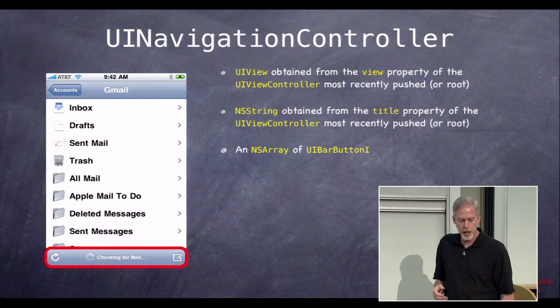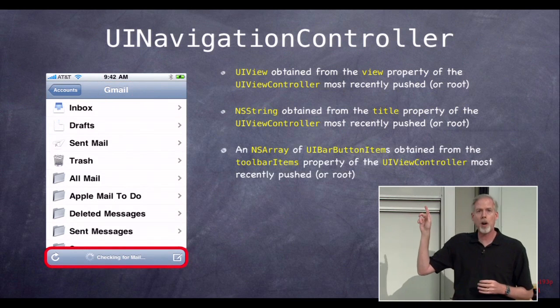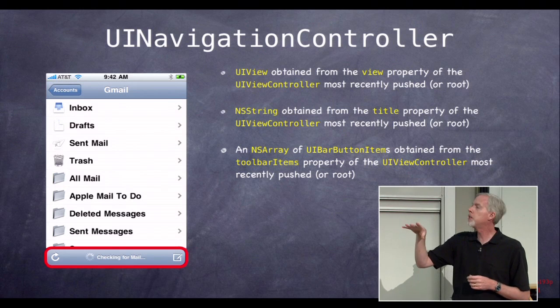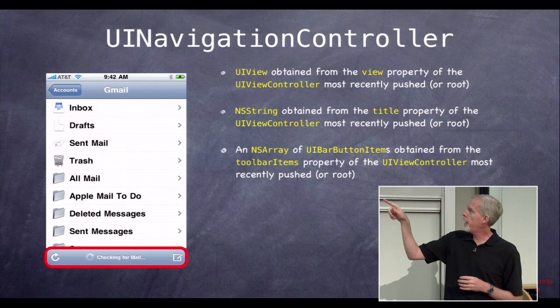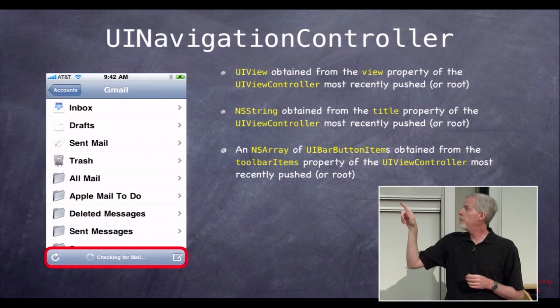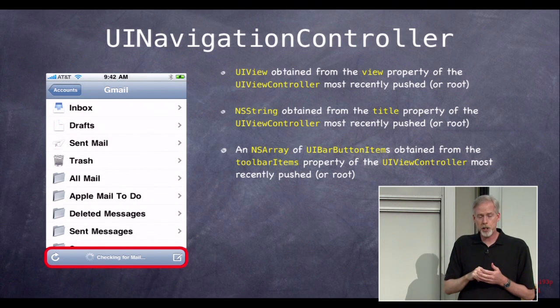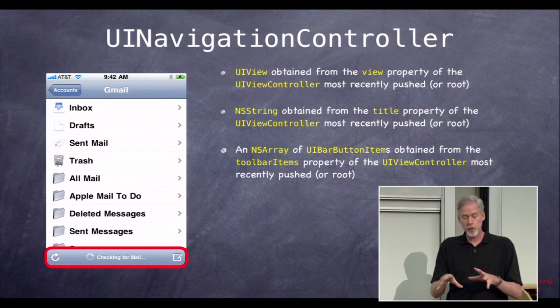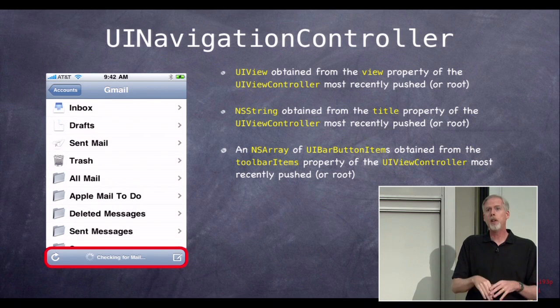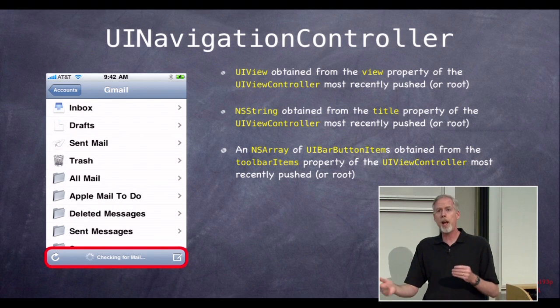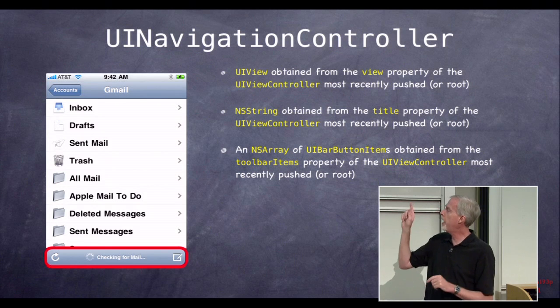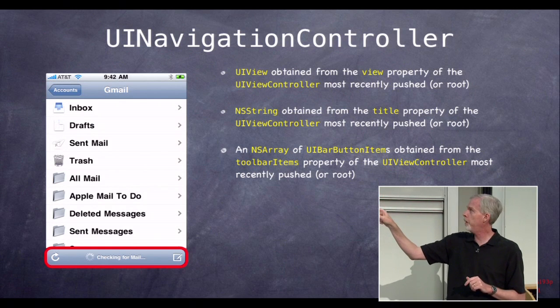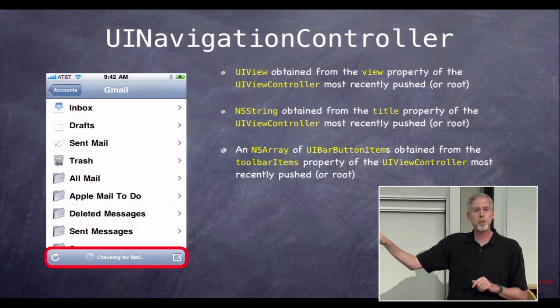All right. Similarly, down at the bottom here, there's a toolbar that I didn't show in the previous incarnations, but you can have a toolbar. And if you have a property in UIViewController called toolbarItems, if you set the toolbarItems to an NSArray of UIBarButtonItems, then the navigation controller will put this bar on the bottom whenever that thing gets pushed on.